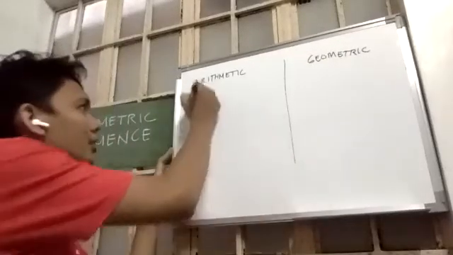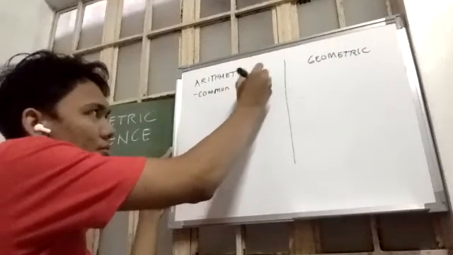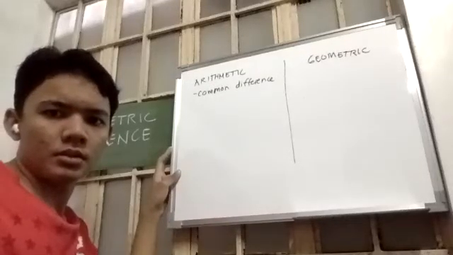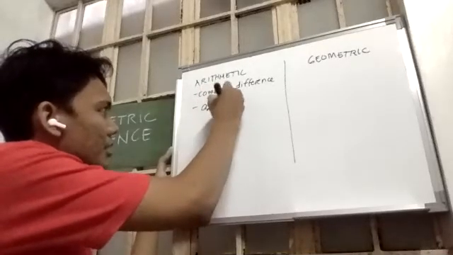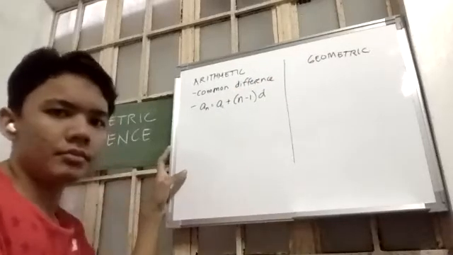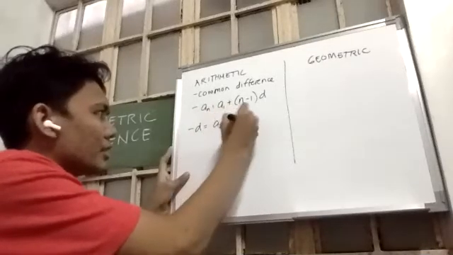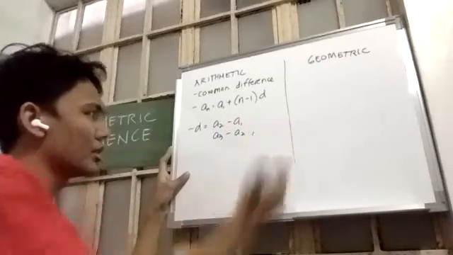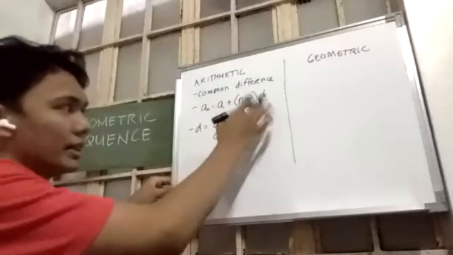So arithmetic, sinabi natin noon, it has a common difference. Now, si arithmetic din, ang kanyang formula is a sub n is equal to a sub 1 plus quantity n minus 1 times d. Ayan si arithmetic. So, paano kinukuha si d? We have a sub 2 minus a sub 1, a sub 3 minus a sub 2, and so on and so forth. So, yan yung pagkuha sa kanya. So, meron siyang tinatawag na common difference which is yung d.